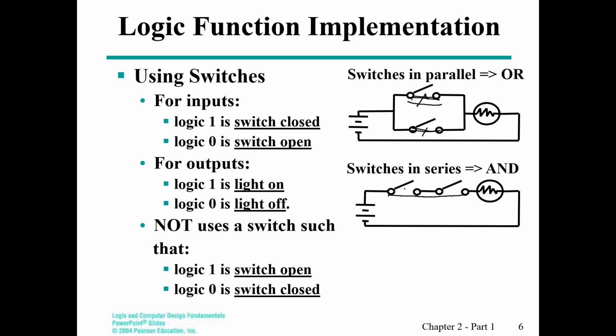If it is connected serially, if both the switches are closed, the output is 1. If any one of the switches is open, the output is by default 0. So if both the switches are closed, the output is 1. Here we are applying 5 volts. Here it is 1. If the input is 1, the output is 1 here.